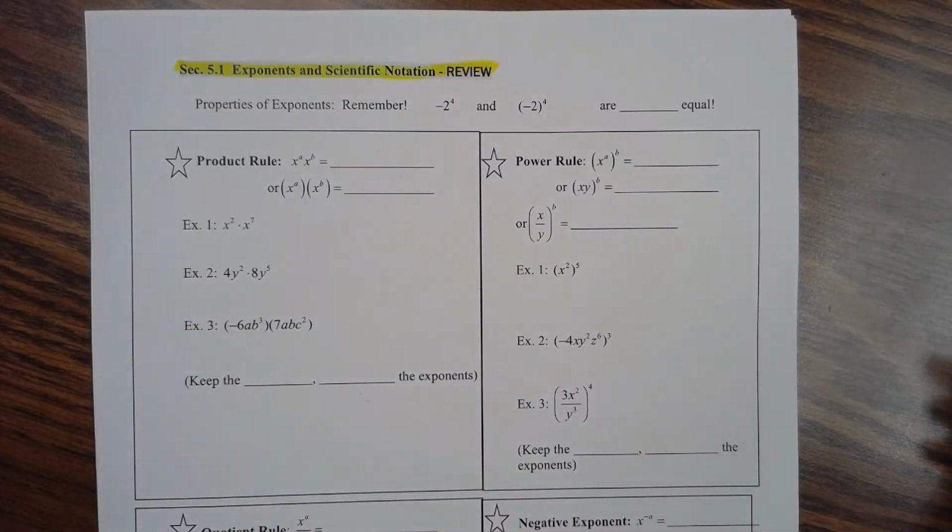Section 5.1, Exponents and Scientific Notation. All of Chapter 5 is actually a review. I am going to go over it fairly quickly because there are some things we use from Chapter 5 in the upcoming chapters. But I do want you to realize this really should have already been covered.